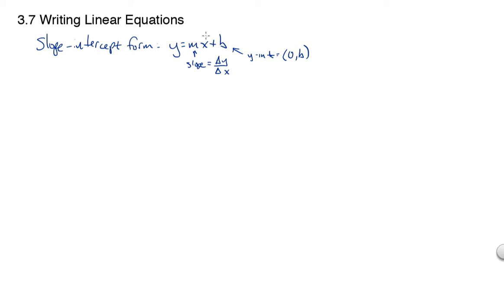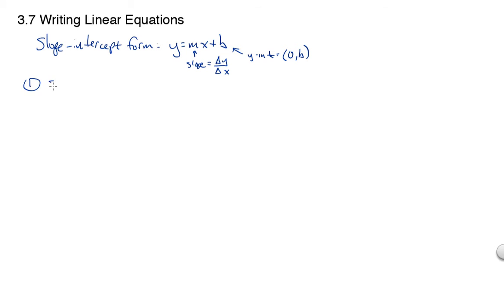If the x-coordinate is 0, then this whole term, what you might call the variable term, goes away when x is 0, when the input is 0. So anyway, we're going to use some of these ideas, these facts, to construct an equation from certain information. And there's three main types of information you might get that you could use to construct these equations.